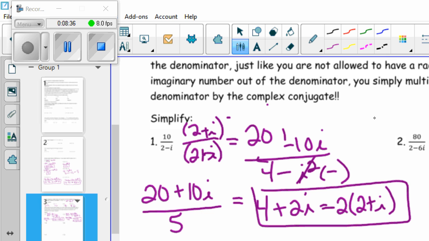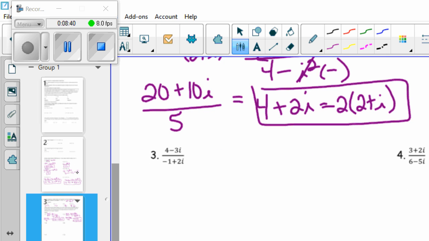Okay. All right, moving on to number 3. Negative 1 plus 2i, so I want to multiply top and bottom by negative 1 minus 2i.